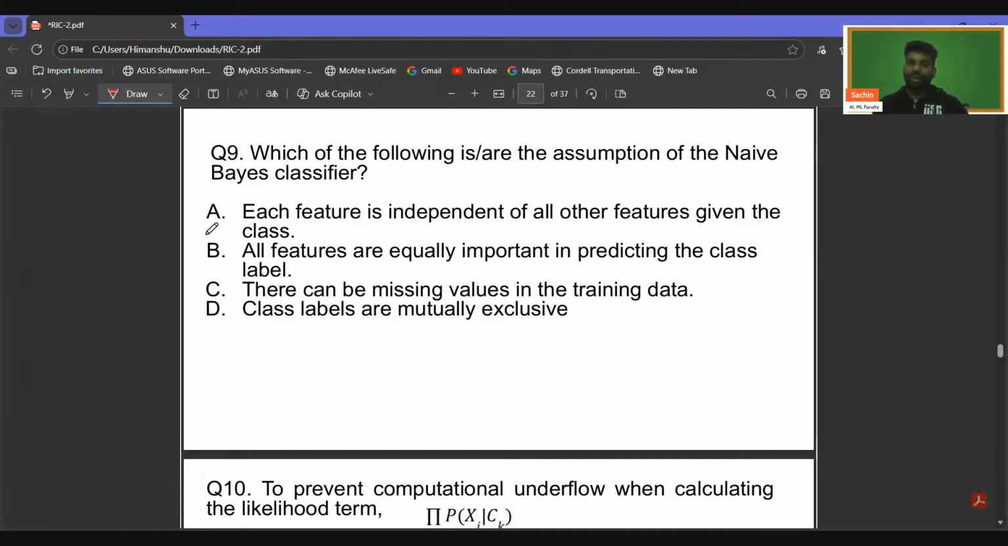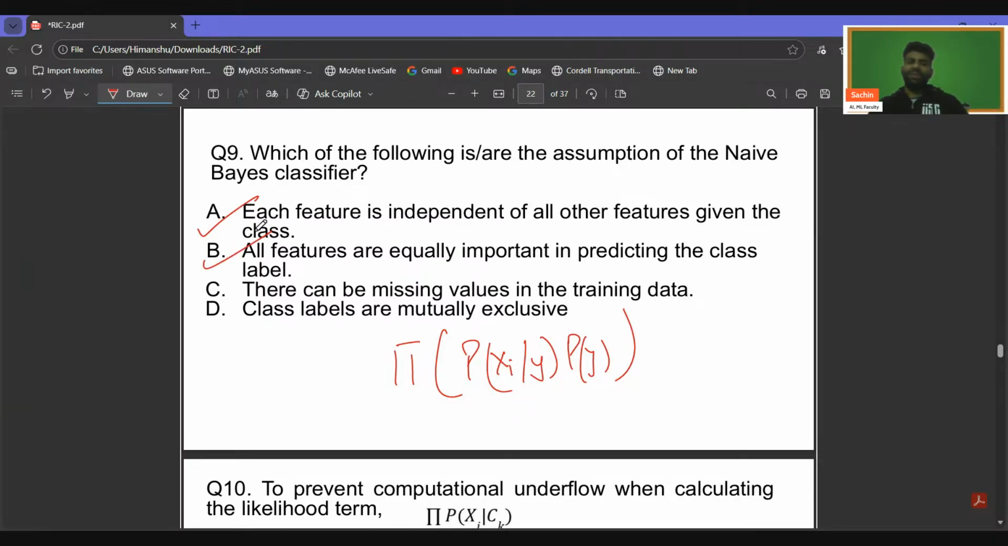Now, what about the other options? All features are equally important in predicting the class labels. Yes, I hope you know the equation. So we had something like this where we actually talk about each of the features being used for the classification purpose. Okay, we use something like this. I hope you remember. So you could see that in the beginning as well. Okay, so we will be using each of the features. Each of the features is important.